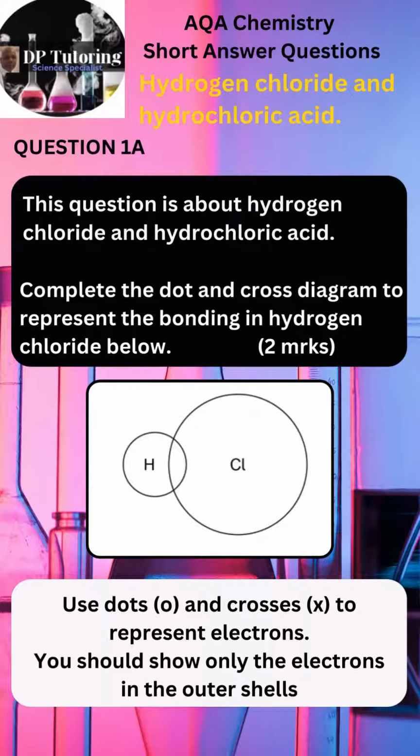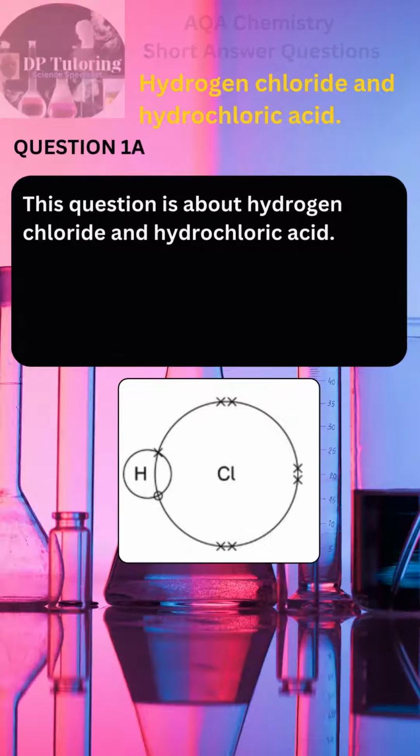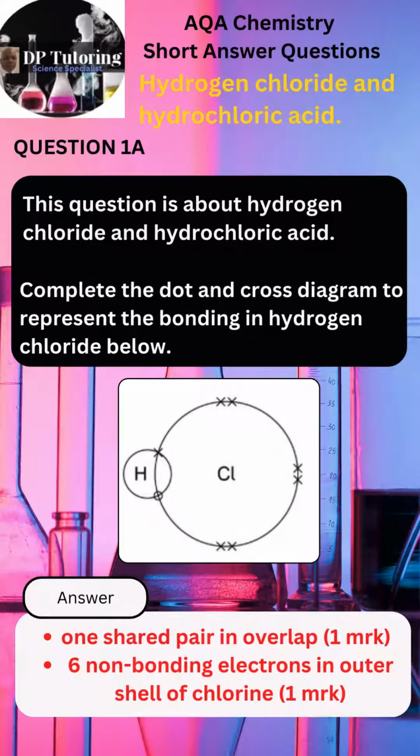how hydrogen and chlorine bond to form hydrogen chloride. This is straightforward since the diagram already indicates it is a covalent bond. Use the periodic table to place the electrons on each atom. The answer for part A is on the screen.